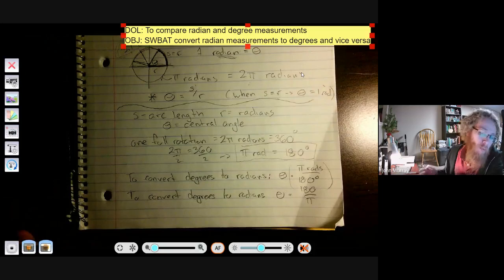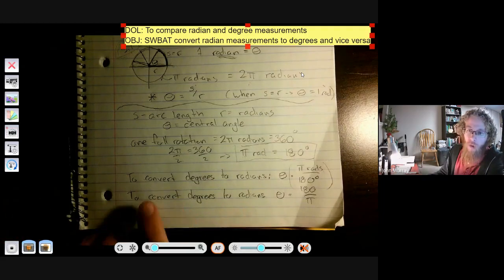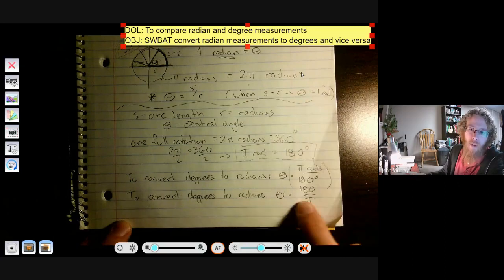I don't want to write 3.141518 whatever pi is out. We use pi for a reason. It simplifies things. So when I'm converting to radians, I'm going to keep that pi there.